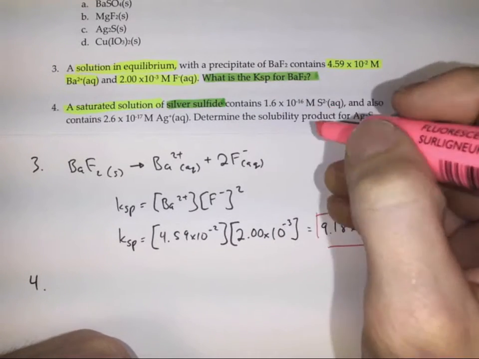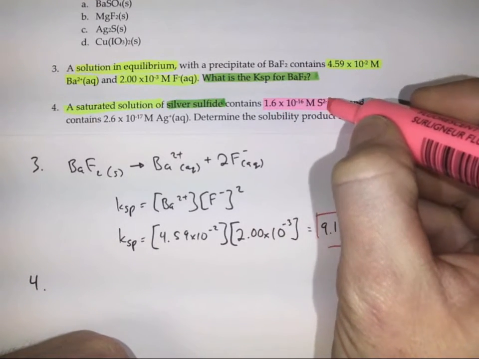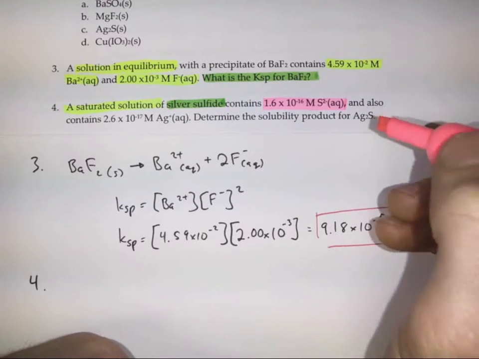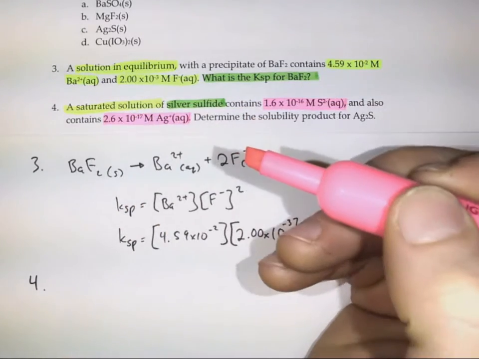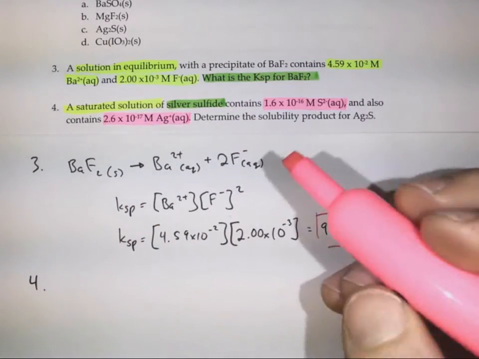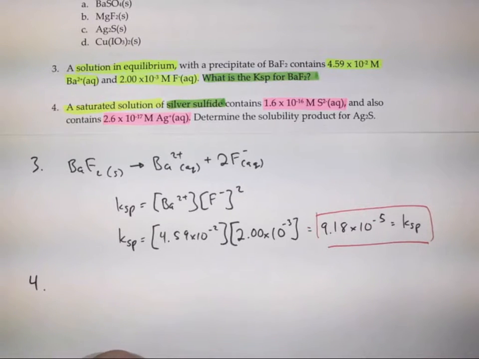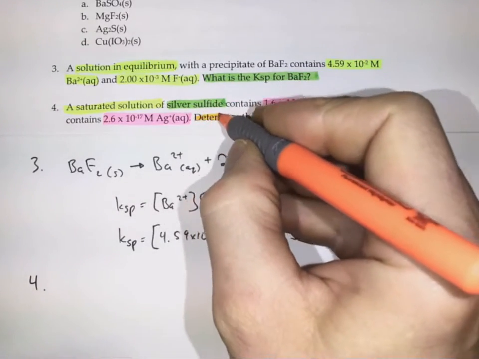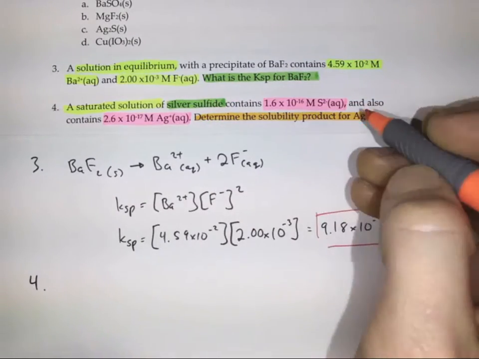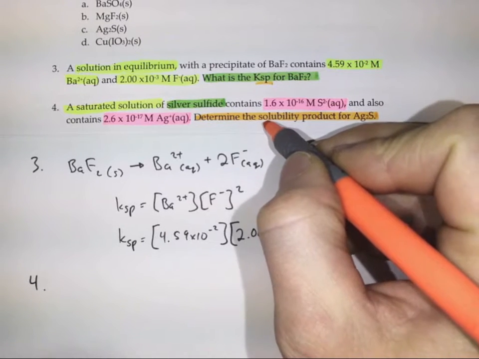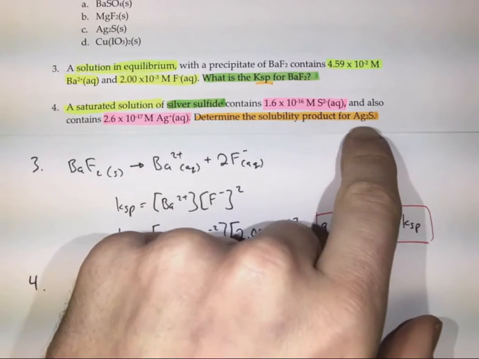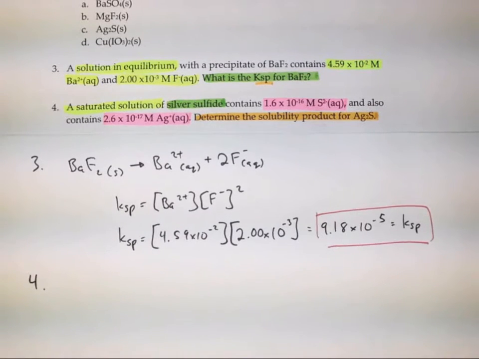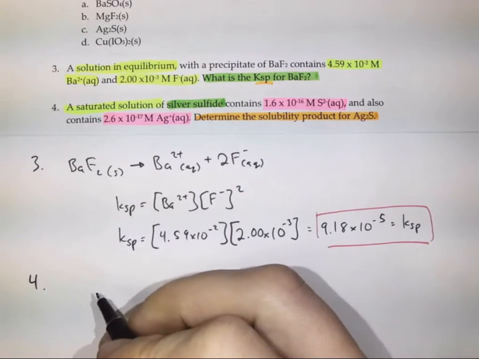All right, so what do we got here? We have 1.6 times 10 to the negative 16 molar sulfide. That's not a lot. And also, oh my, these are very small concentrations, which tells me that silver sulfide is not very soluble. And we're asked to determine the solubility product for Ag2S. So instead of asking for the Ksp, they ask for the solubility product, but it's the same question, right? And we did find what silver sulfide is. So actually we get to skip that step of looking up the common ions for these guys.